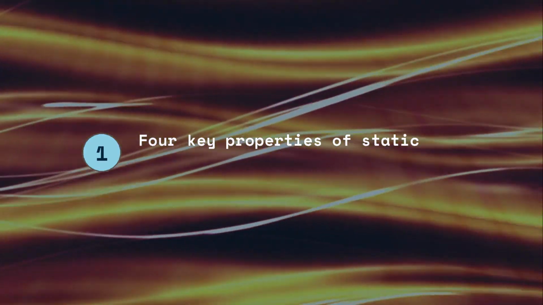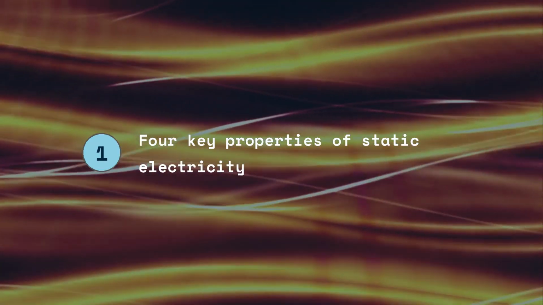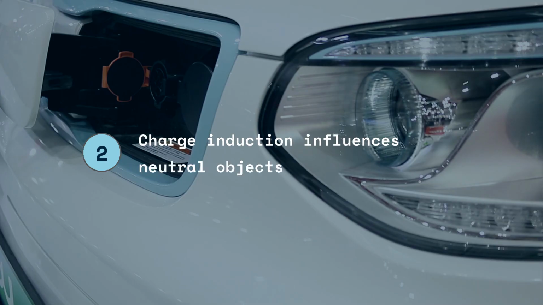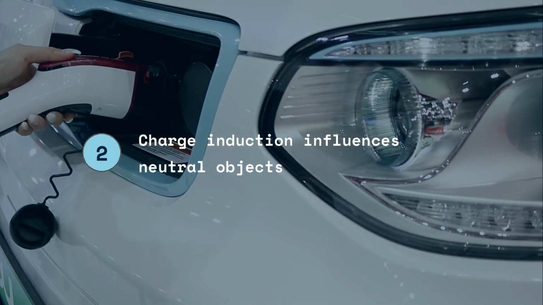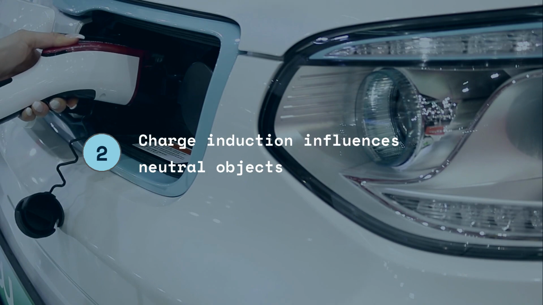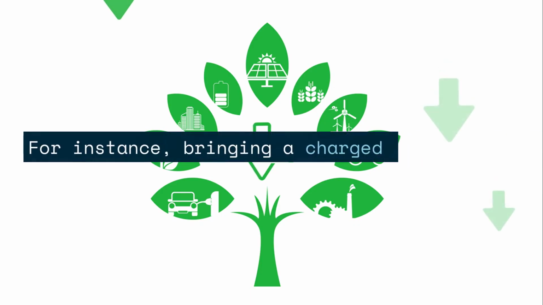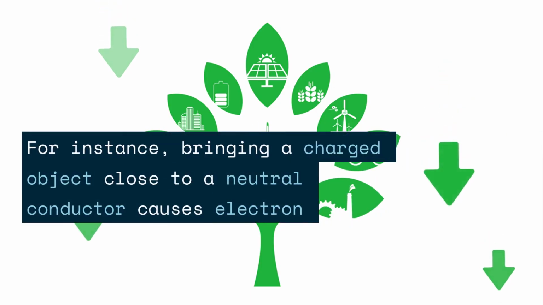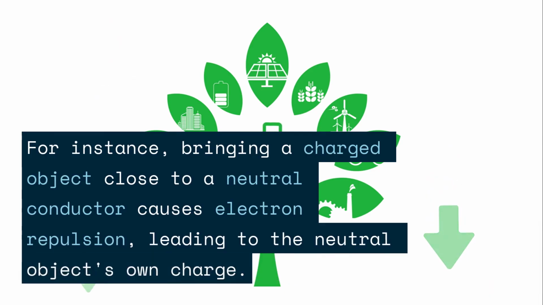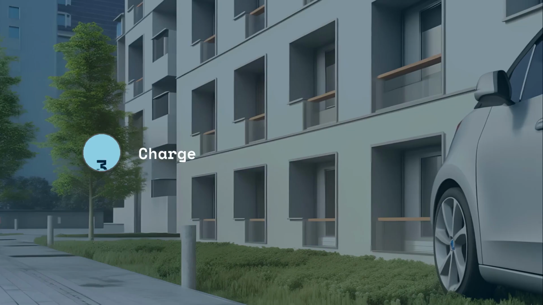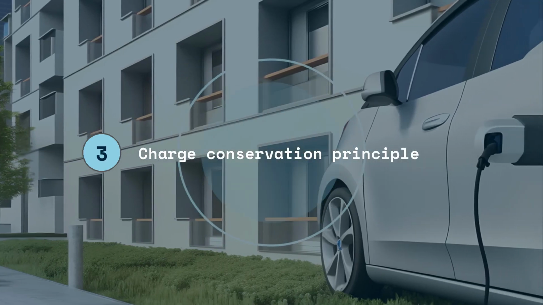Let's explore 4 key properties of static electricity. First, charge induction allows a charged object to influence a nearby neutral object without direct contact. For instance, bringing a charged object close to a neutral conductor causes electron repulsion, leading to the neutral object's own charge. Next, we have charge conservation.